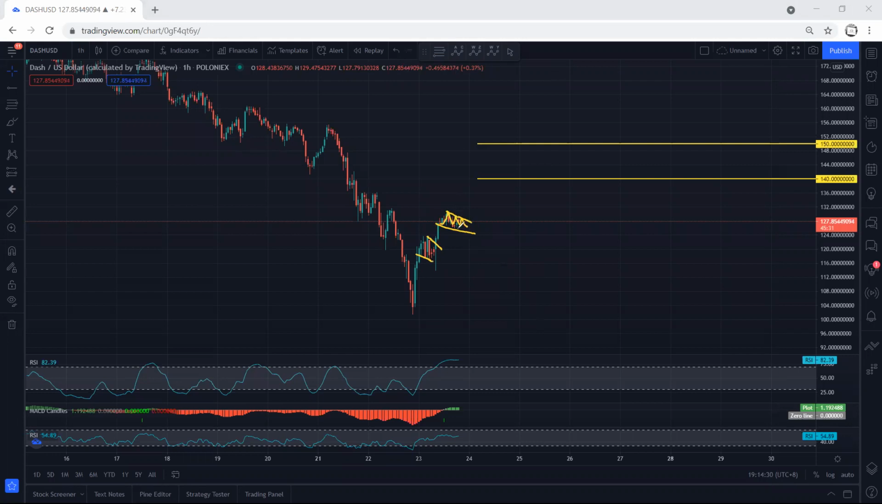Either we consider it as a flag, or it turns into a more complex correction. But what I'm looking for, I want to see if there is a continuation. We want to see the breakout of 140 followed by 150. We want to see the breakout of this zone. That means if there is a continuation, these are the next levels we can look for. All right.